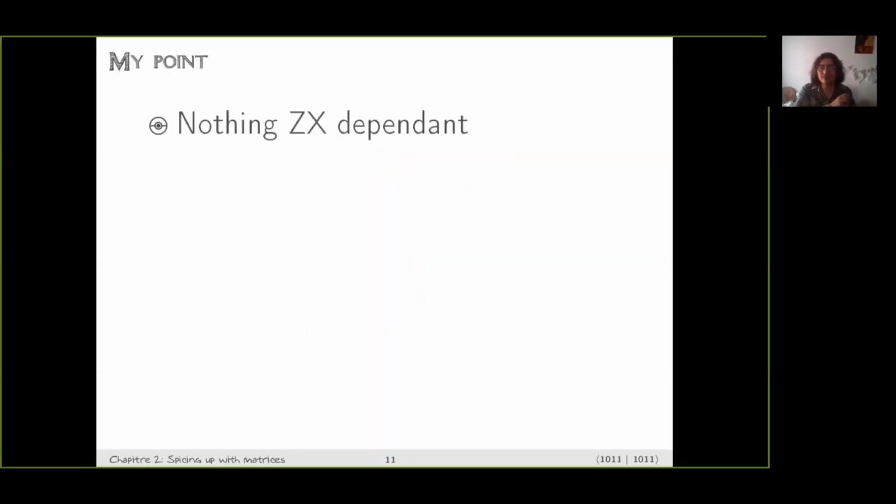Now to conclude, nothing of what I said is ZX dependent. In fact, if you take any graphical language, any prop, you can add dividers and gatherers and new types, and then you end up with a colored prop. Then if at first you had a completeness result, using the same extension of the interpretation that I gave, you still have your completeness result. So this is not ZX dependent, this is a very general construction. You can do scalable props in general.